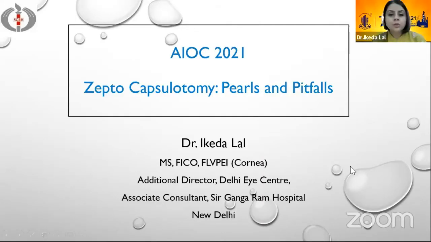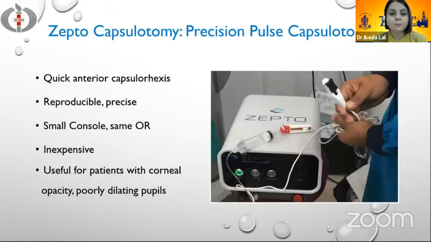A very good evening to you all. Today I will be talking about Zepto capsulotomy, or the precision pulse capsulotomy system. This technique helps us make a quick anterior capsulorhexis. It is reproducible and precise.